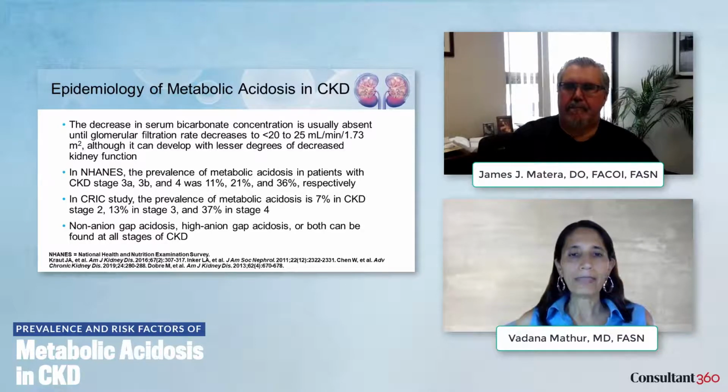And in CKD patients, this is one of the few things on the differential diagnosis for metabolic acidosis that can give you both a non-anion gap as well as a high anion gap acidosis. And sometimes we see both in the same patient at different points in time.